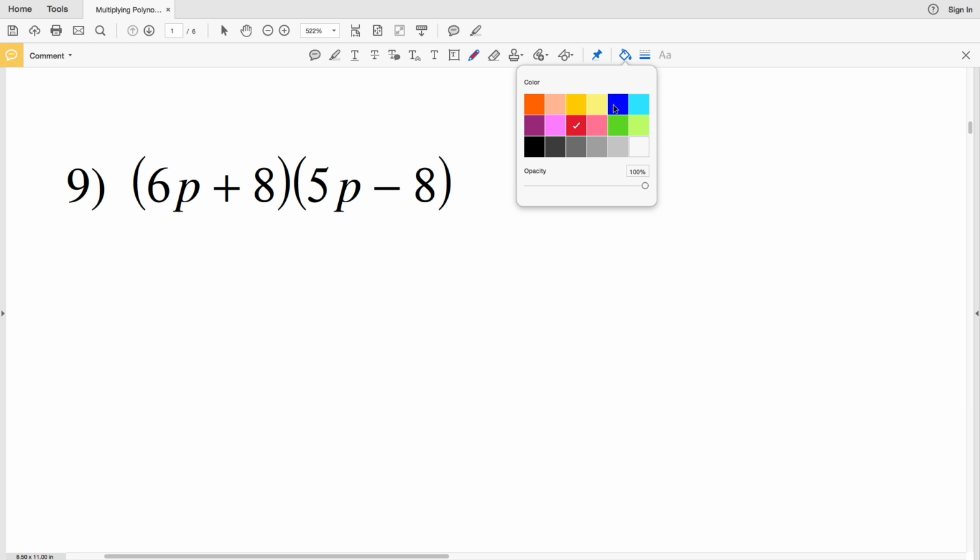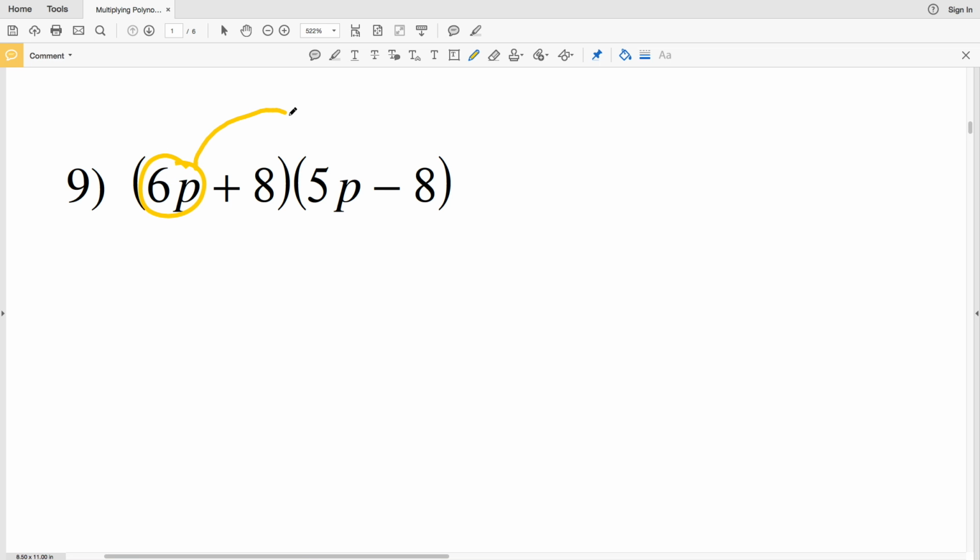Also, I want to point out that when multiplying polynomials, each term of the first polynomial has to get multiplied to each term of the second polynomial. So number 9, this 6p has to be multiplied to 5p and multiplied to 8. This 8 in the first polynomial also has to be multiplied to 5p and multiplied to 8. Each term of one polynomial gets multiplied to each term of another polynomial.